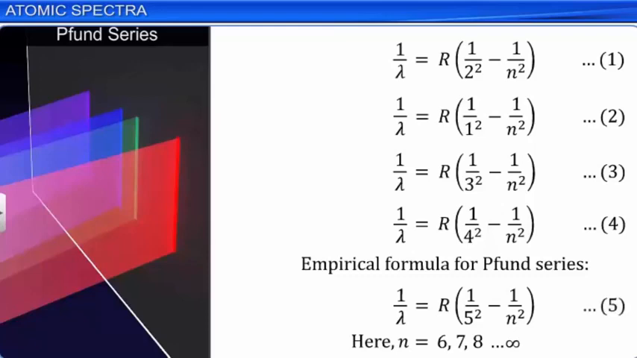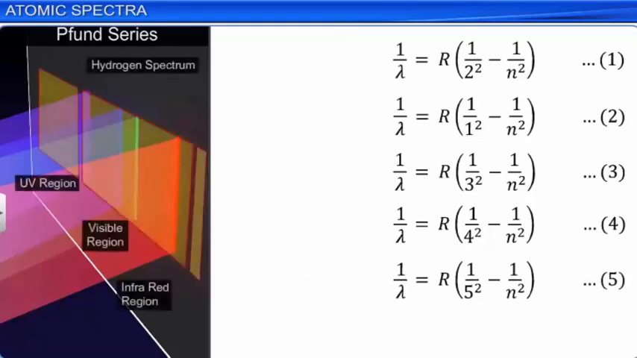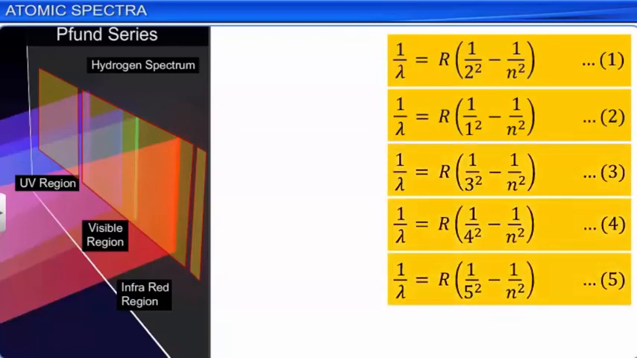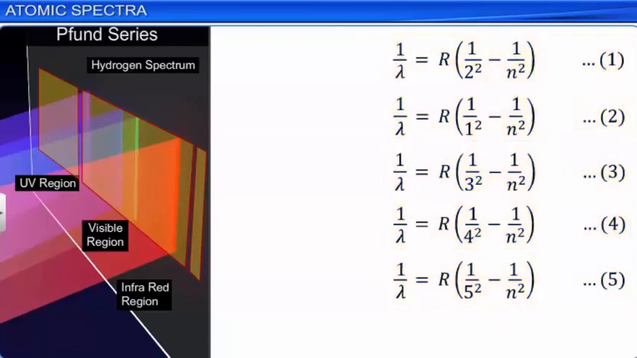Spectra of only few elements like hydrogen, singly ionized helium, doubly ionized lithium, etc. can be represented by simple formulae like equations 1, 2, 3, 4, and 5. Still, these equations are very important as they give the wavelengths that a hydrogen atom radiates or absorbs.